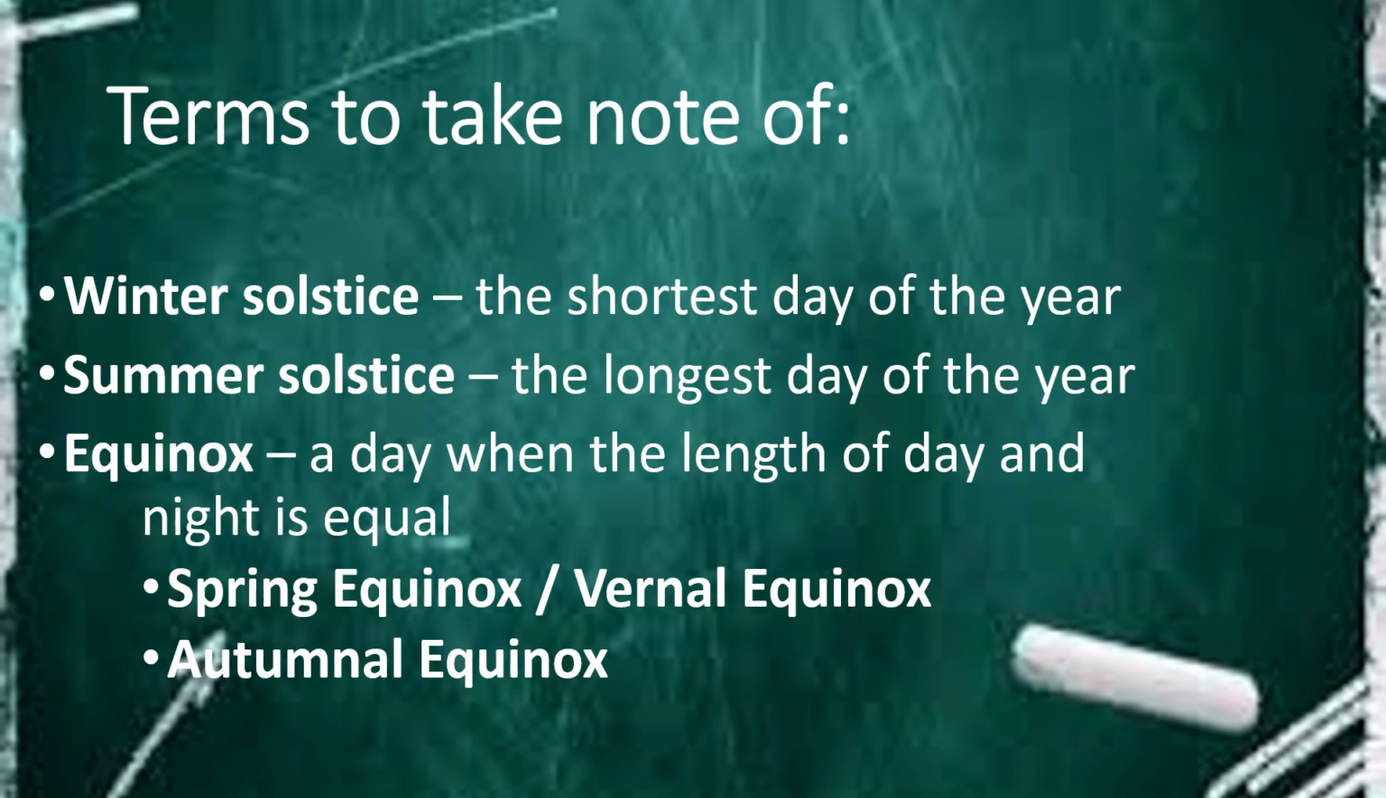Here are some terms to take note of about the different seasons. During the winter solstice, we experience the shortest day of the year. During the summer solstice, we experience the longest day of the year. And during an equinox, we experience an equal length of day and night. We have two equinoxes, the spring or vernal equinox and the autumnal equinox.